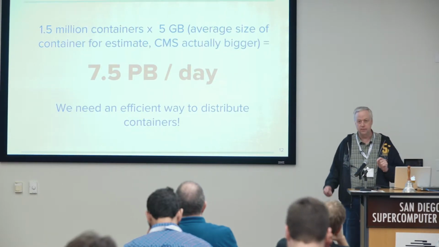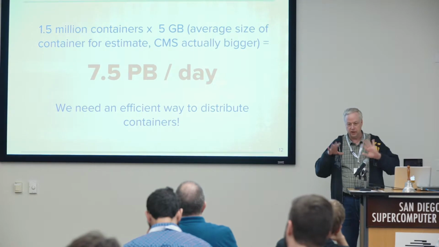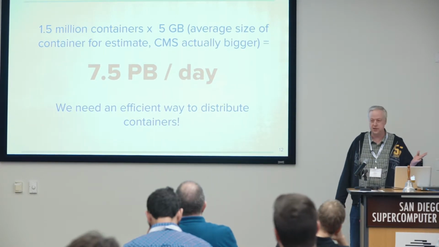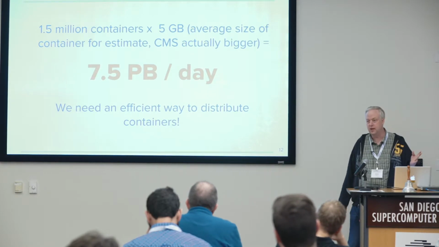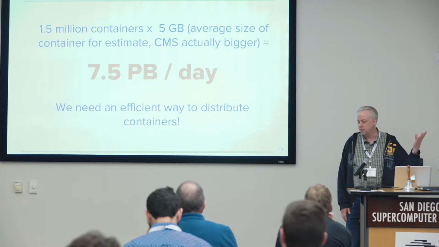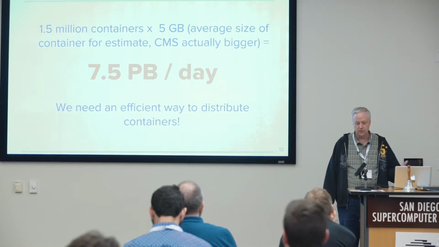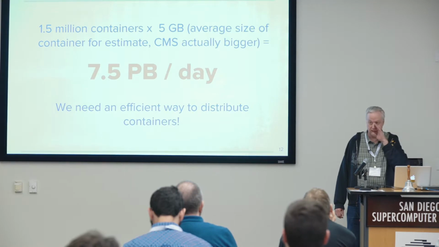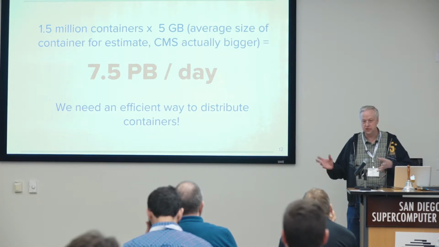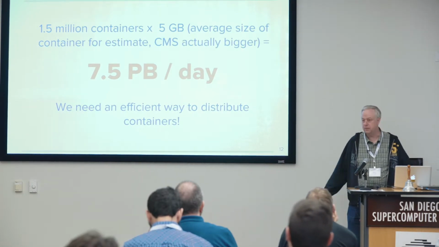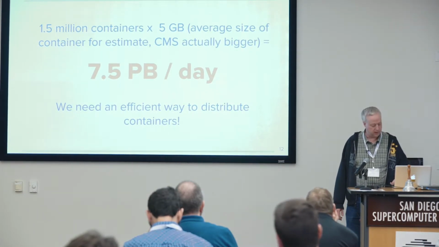So now we have the problem. We have all these containers, and we don't have any shared storage. Let's say, just for calculations, we get an average of 5 gigabytes size of a container, times 1 million for CMS and 500,000 for the rest of the OSG. We're talking 7.5 petabytes per day, just if we would ship around those entire containers everywhere. So we need a much more efficient way of distributing that.